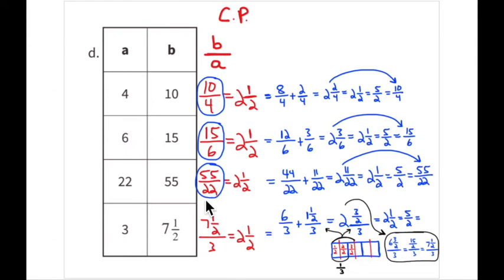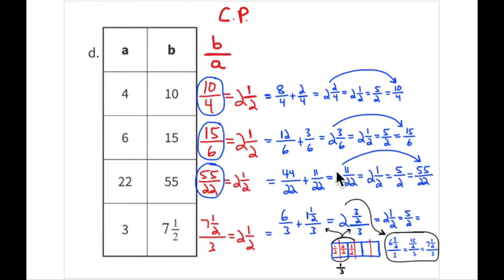Well, how many 22nds are equal to 2? Well, 2 times 22 is 44. 44 twenty-seconds is equal to 2. Plus you have 11 twenty-seconds left over. That's 1/2. 11 out of 22 is 1/2. So 2 and 11 twenty-seconds, 2.5, that's 5/2.